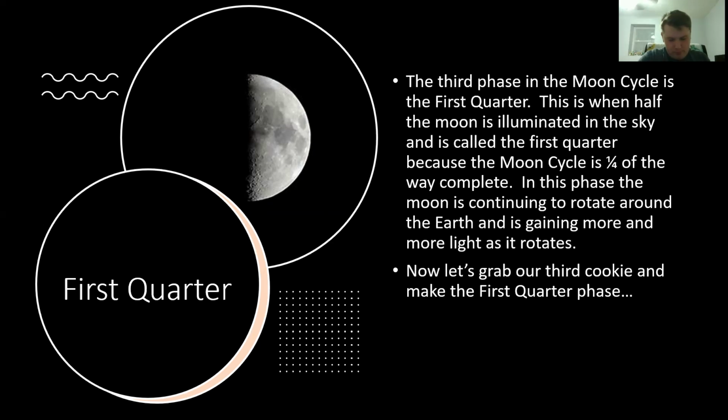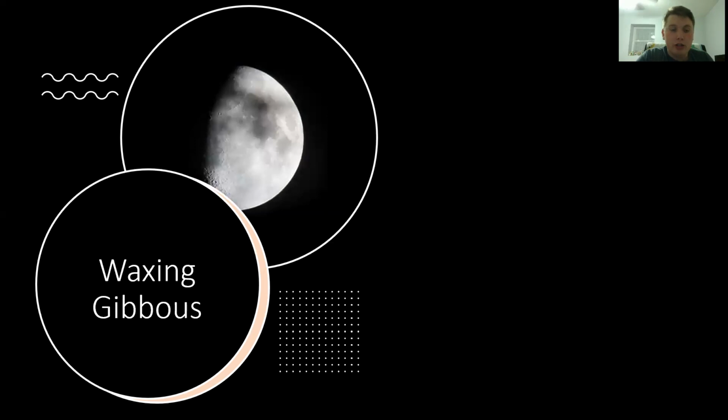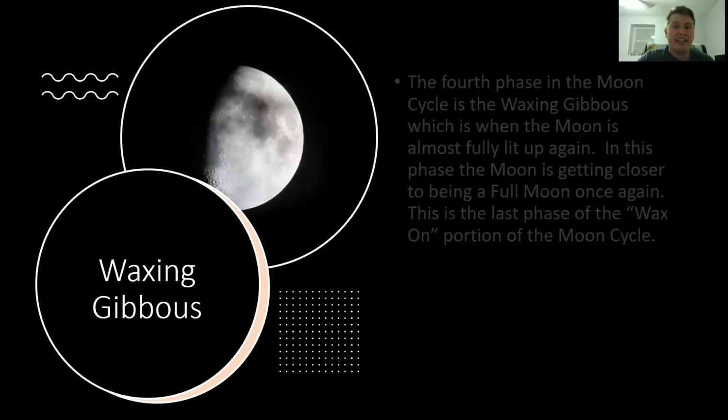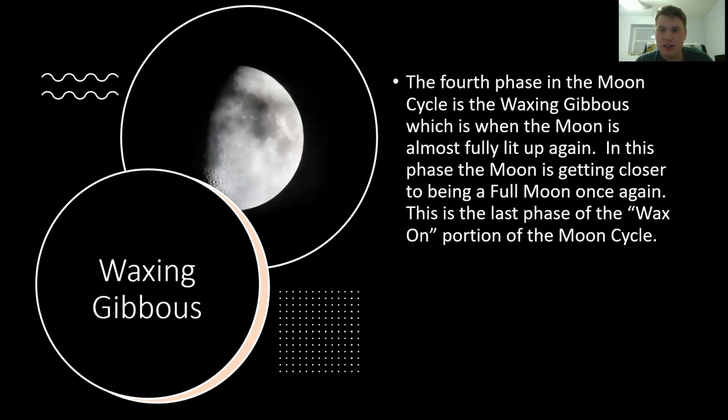So let's get to our fourth phase, the waxing gibbous. And this is when the moon is almost fully lit up again. In this phase, the moon is getting closer to being the full moon once again. This is the last phase of the wax on portion because the moon is almost fully lit up. There's only one more. This is the last phase before the new moon phase.